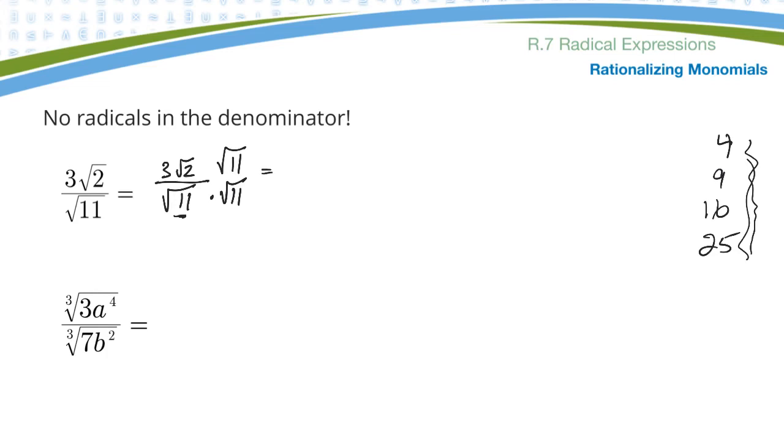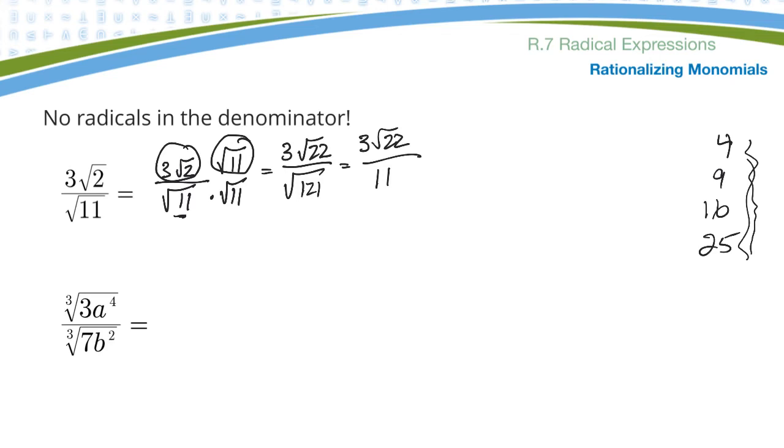Because I know that the square root of 11 times the square root of 11 is the square root of 121. And when you figure that out, it just comes out to an 11. And then what you do is you just deal with what happens on the top. So I have 3 root 2 times root 11. That'll be 3. 2 times 11 is 22. Root 22. So my answer will be 3 root 22 over 11.